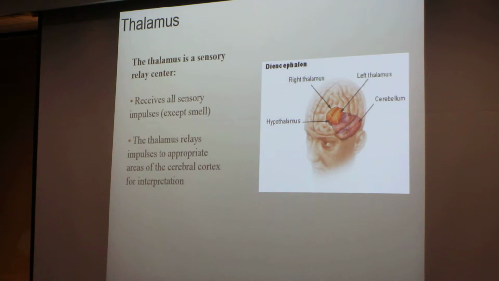The thalamus is a sensory relay center. It receives all sensory impulses except smell. The thalamus relays impulses to the appropriate area of the cerebral cortex for interpretation.